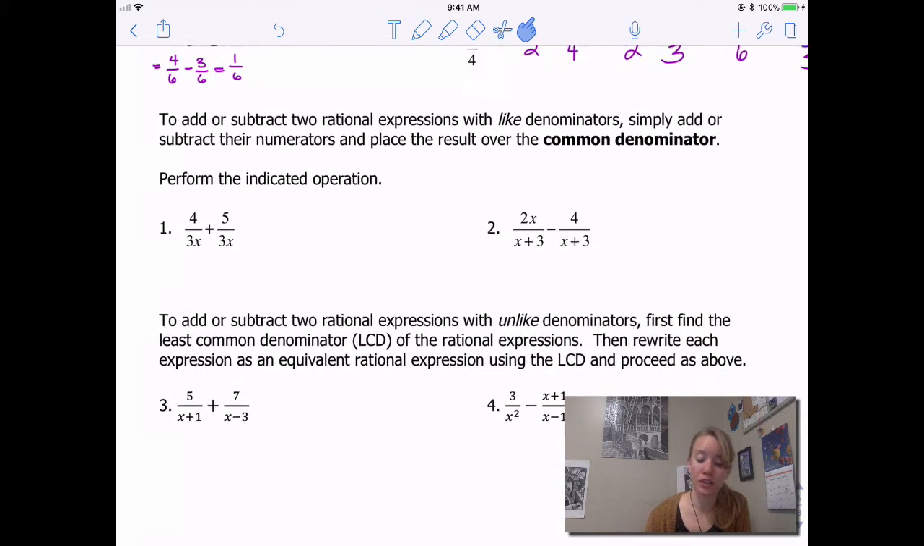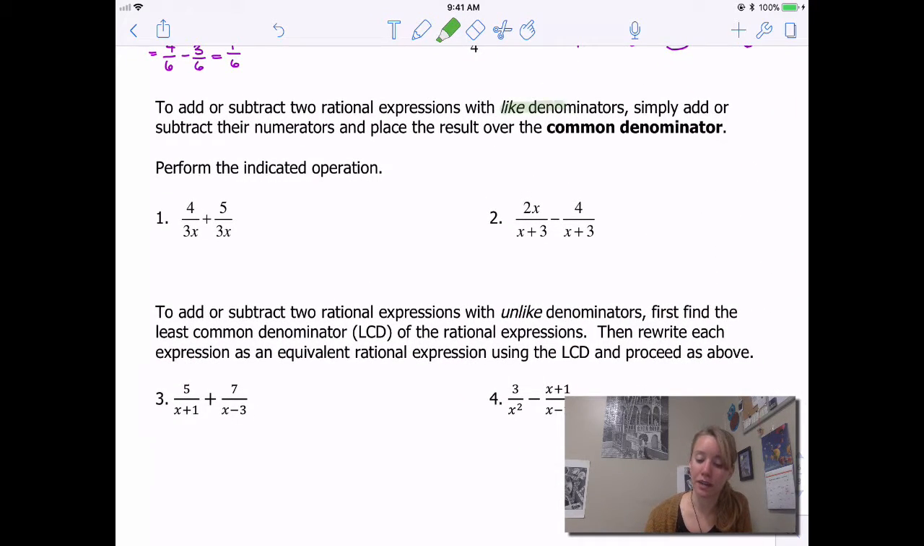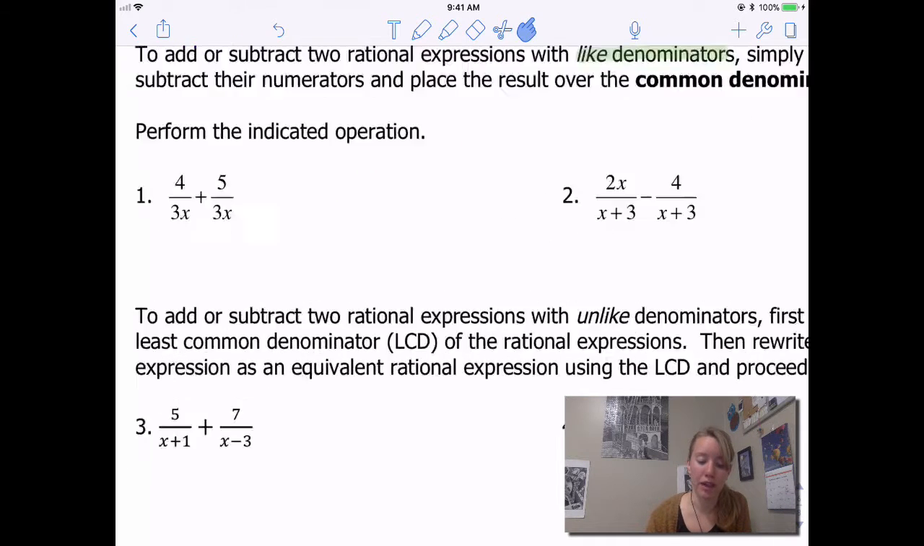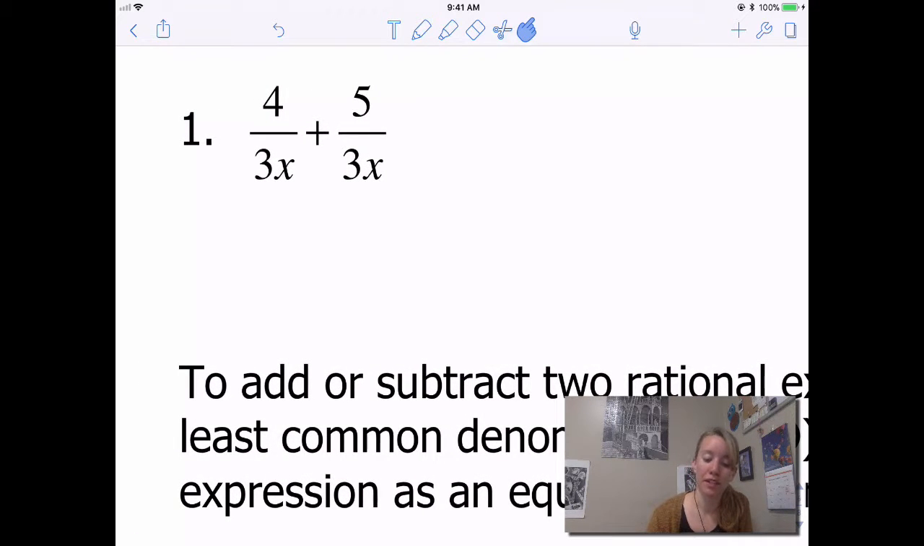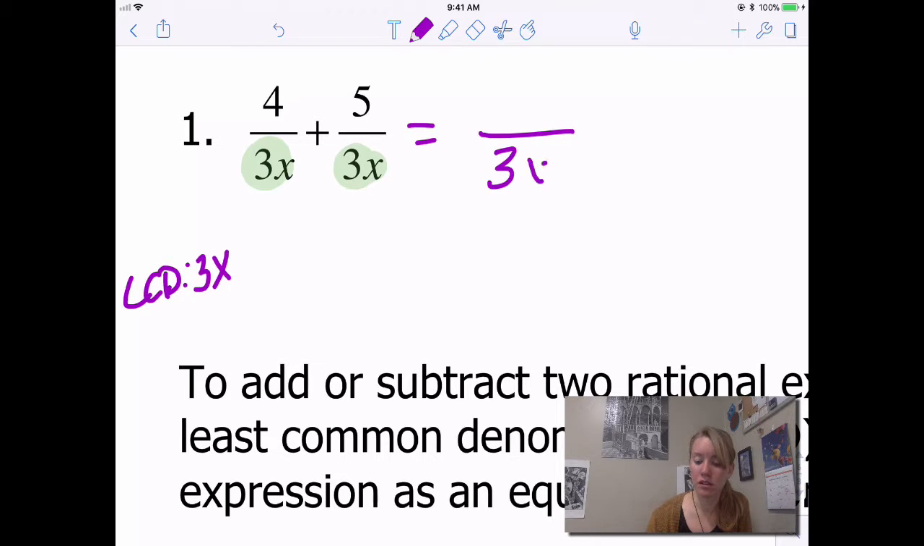To add or subtract two rational expressions with like denominators, we add or subtract their numerators and place the result over the common denominator. So just like regular fractions. Looking at number 1, that means 4/3x plus 5/3x. We already have a common denominator. I'll call it the least common denominator, 3x. So I keep the denominator and I add the numerators. 4 plus 5 is 9. Those are like terms, 4 plus 5, so I can add them up.